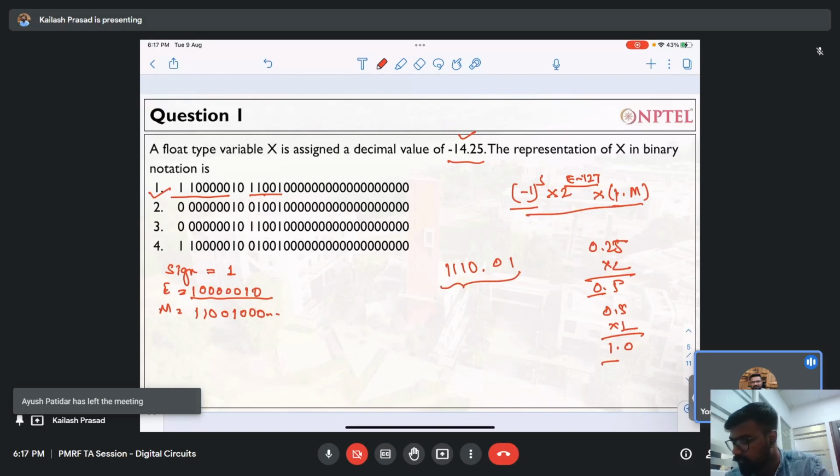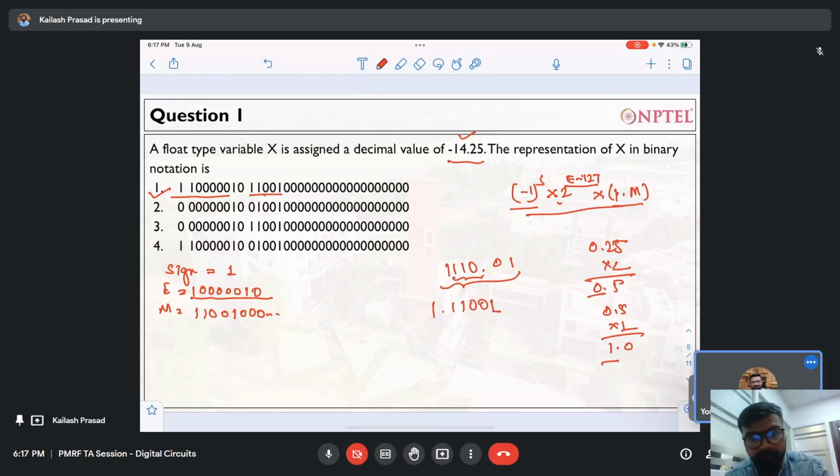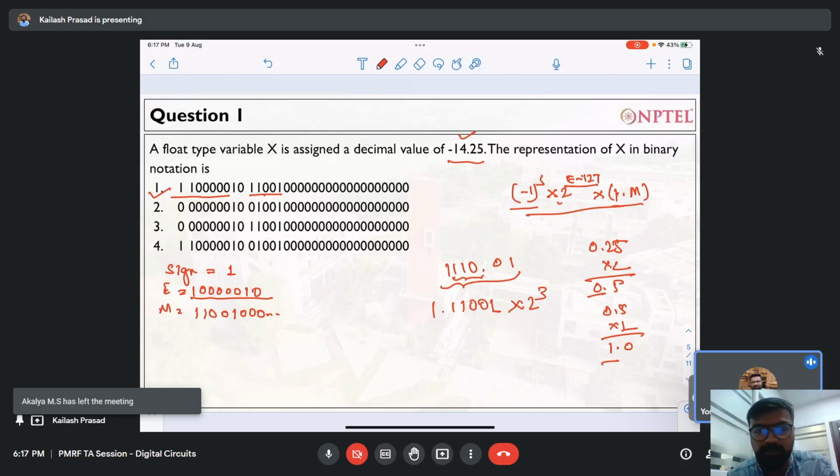Now what I have done is written this in this format, 1 dot m. If I shift the decimal by three places, I get 1.1100 and 1, so I have to write 2 to the power 3. Please note that it's not 10 to the power 3, it will be 2 to the power 3, because we are talking about the binary number system. And this part is what we call the mantissa. Is it clear? Yes, sir. Any other doubts from other students?